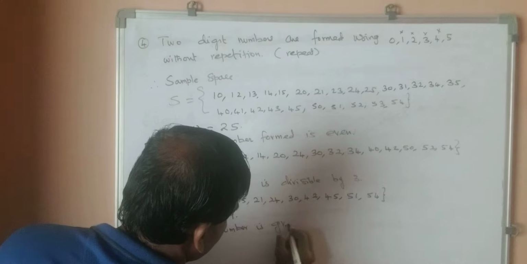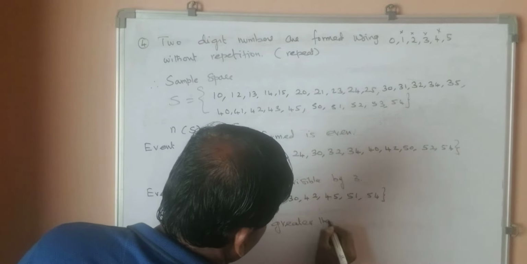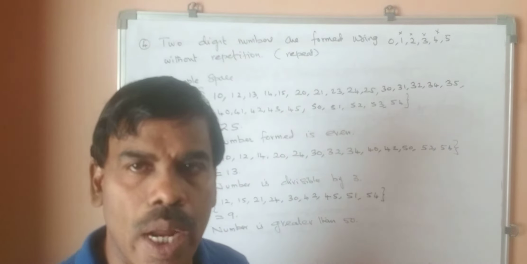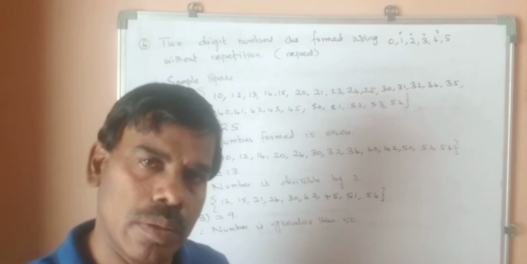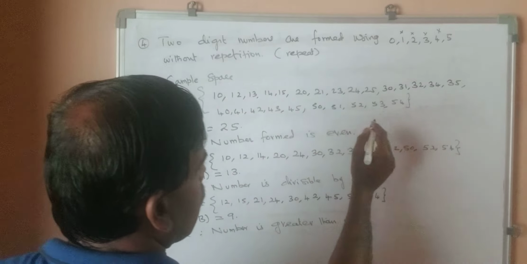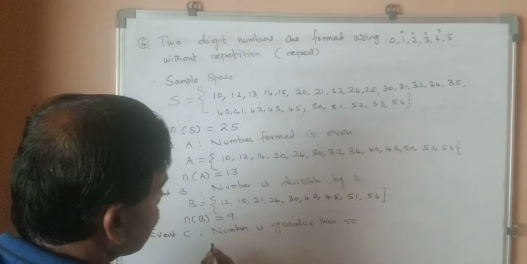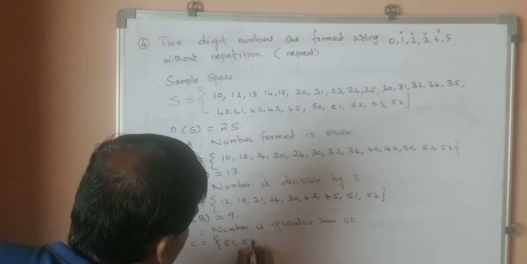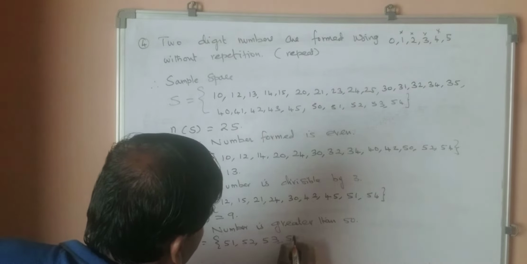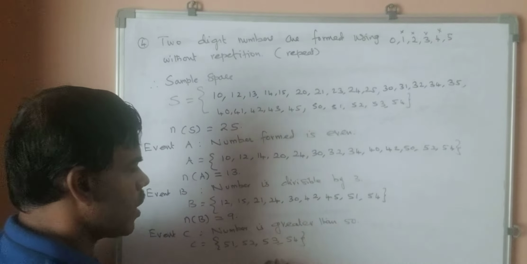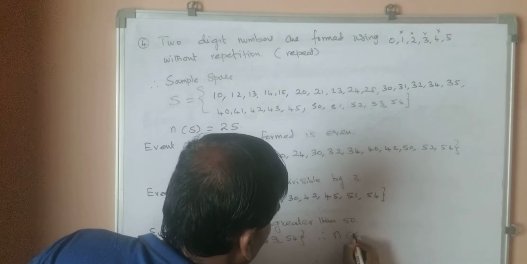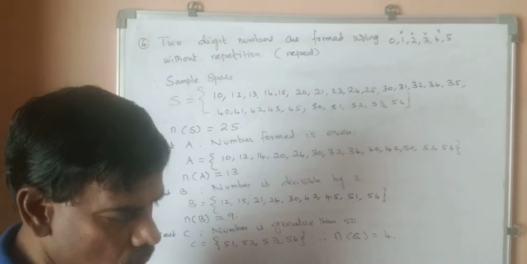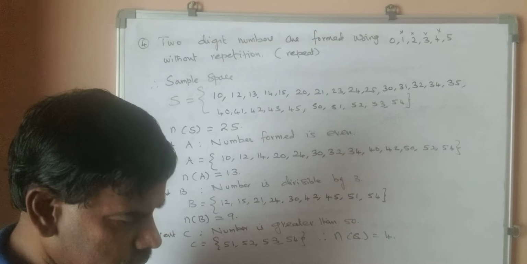Number is greater than 50. Greater than means 50 is not included. So what are the numbers greater than 50 available here? These things. So C equal to 51, 52, 53, 54. So how many sample points are there? 4. So this is how we have to do this sum. Now we will see one more.